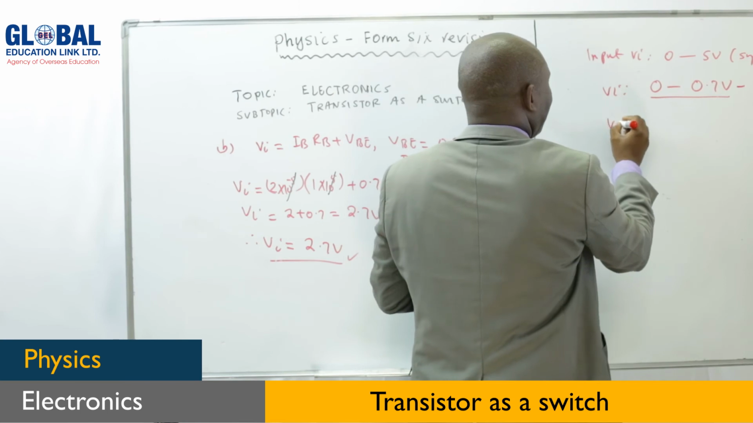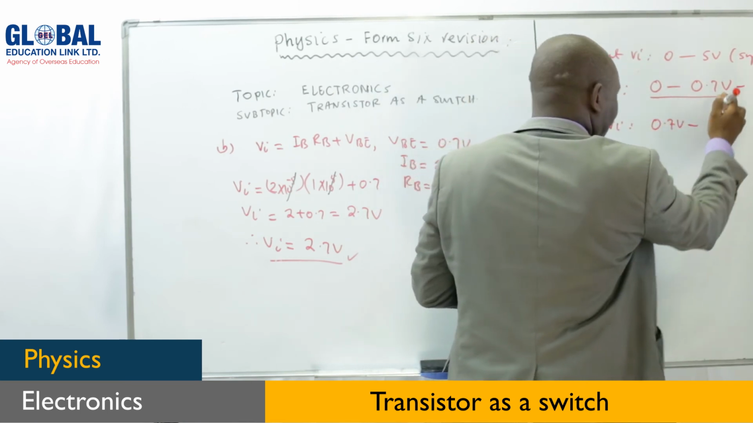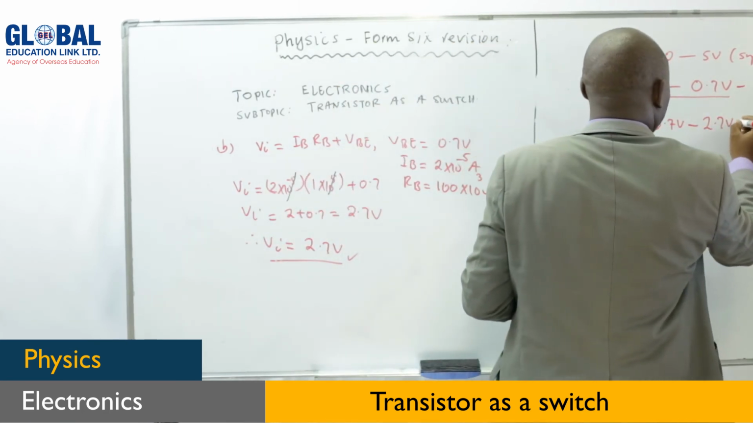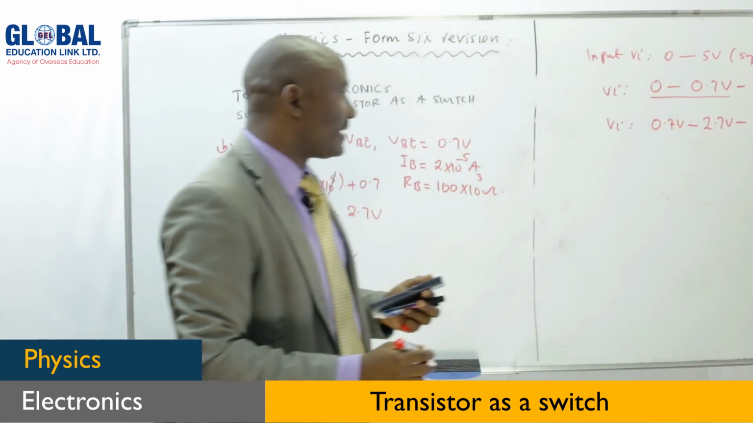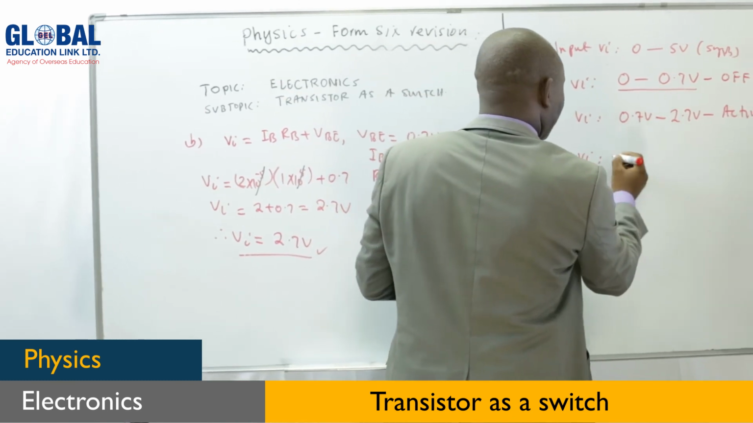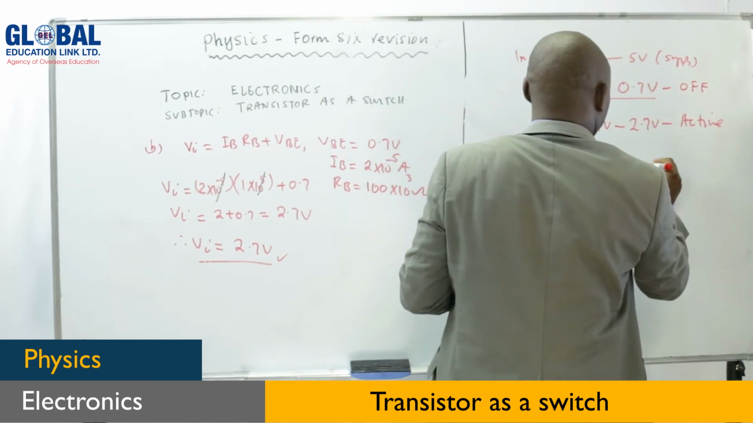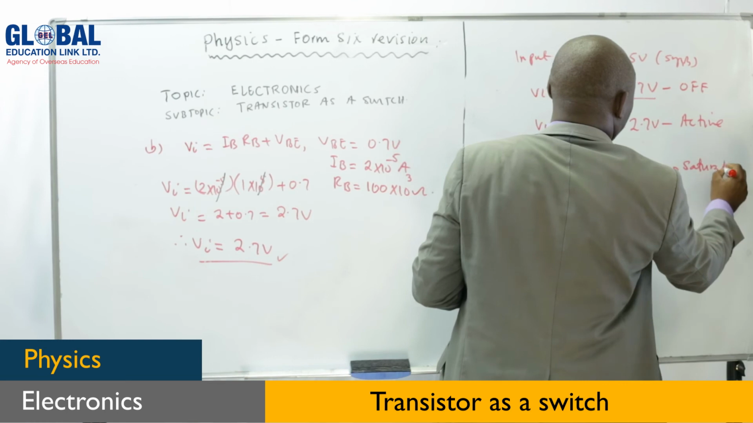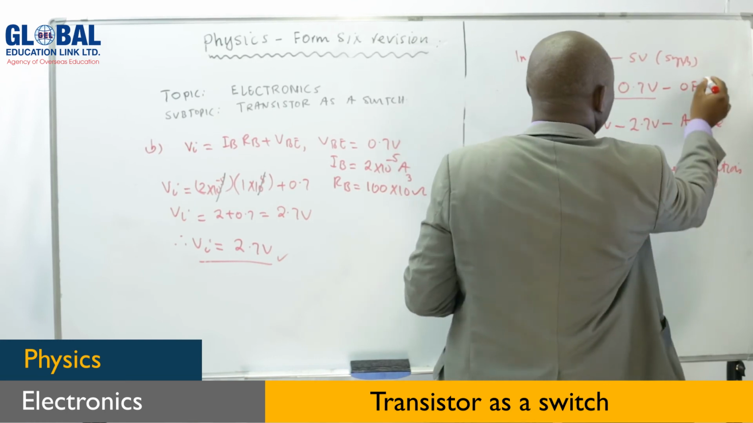And when the voltage is from 0 to 2.7, this is when the transistor is supposed to be in the active state. And when the voltage is from 2.7 to the maximum, that's where the transistor is supposed to be at saturation. So this is it, on, off.